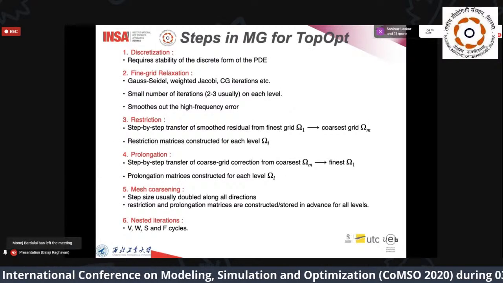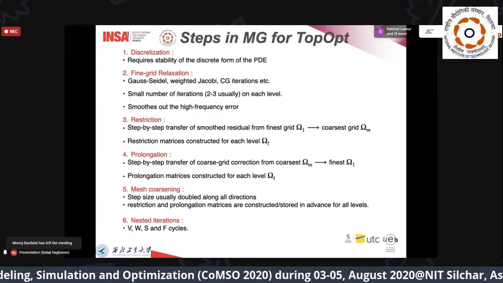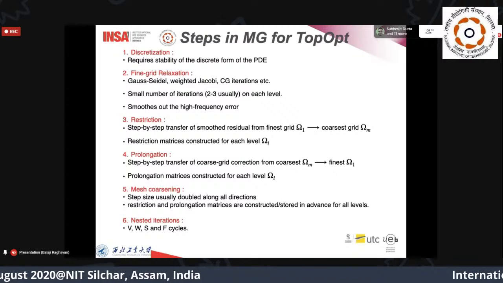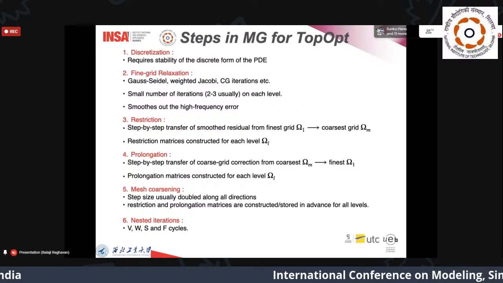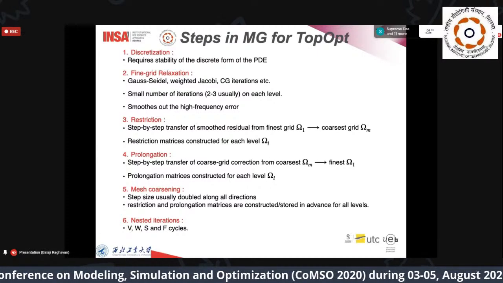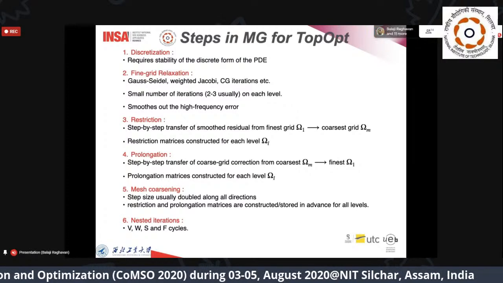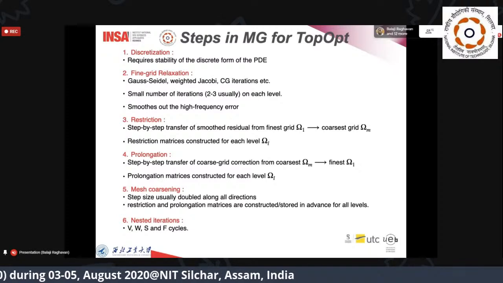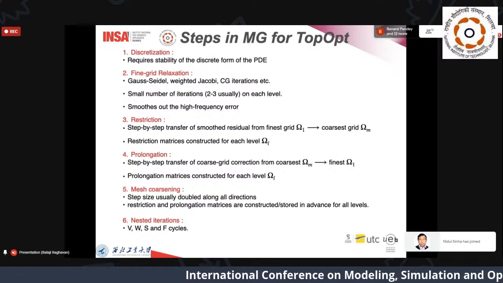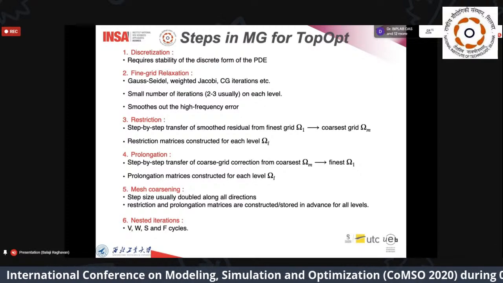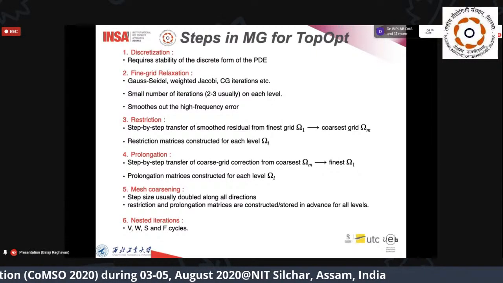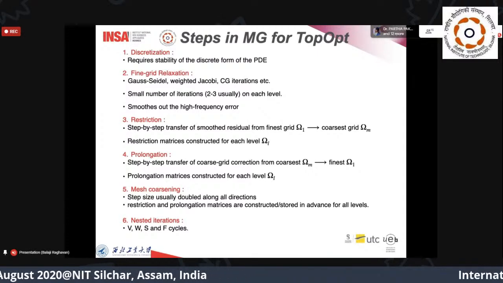So there are a different set of steps in MG. You have the so-called discretization, which requires a stable discrete form of the PDE, which is not really the case in topology optimization. Mind you, F equals KU is generally stable, but when you add varying densities where certain elements can have vanishingly low densities, in general F equals KU in topology optimization is not always stable. Yes, we have workarounds by keeping a minimum rho or a minimum Young's modulus, etc., to avoid singularities, but that's not really taking care of the stability problem. That's a computational workaround. So you have so-called relaxation, restriction, and you have two main steps, restriction and prolongation.